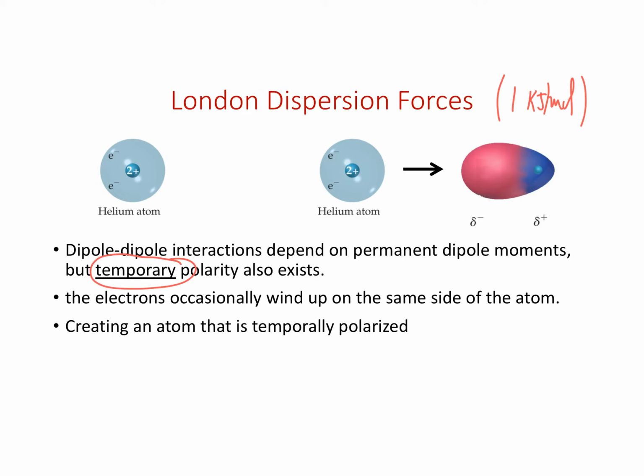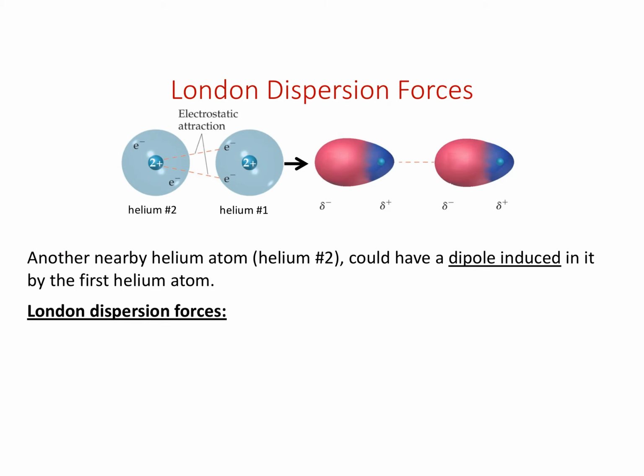And London dispersion forces result from a temporary imbalance of electron density. From a molecule that is temporarily polarized, we can get a temporary attraction that's there one second and then gone the next. And so how that might start, right? We might have a helium atom, and then let's just say that this helium atom randomly, both electrons end up on the same side of the helium atom.